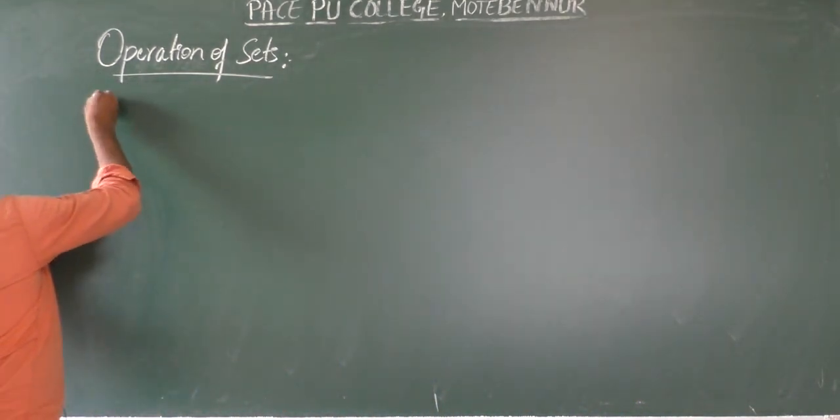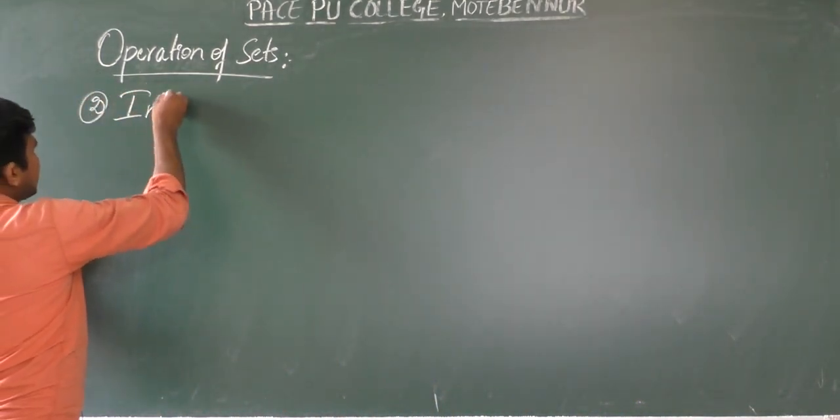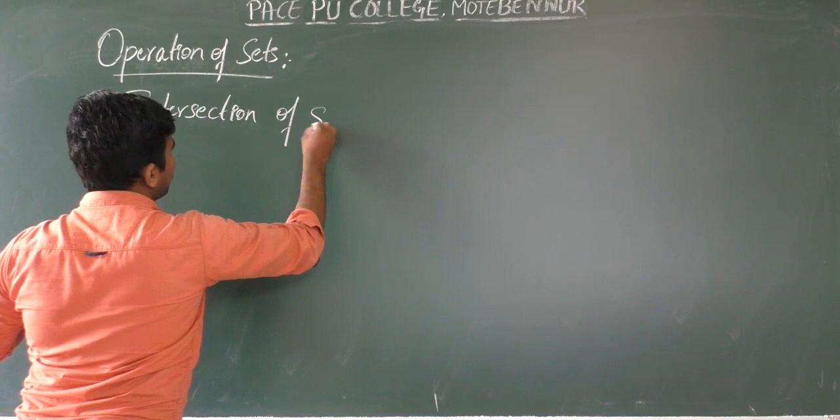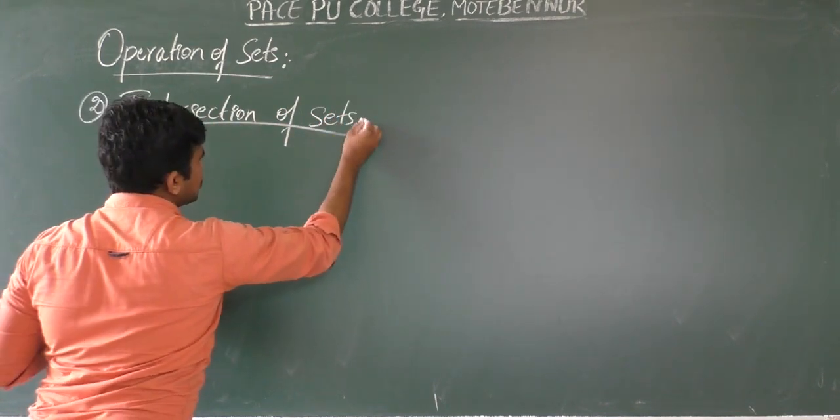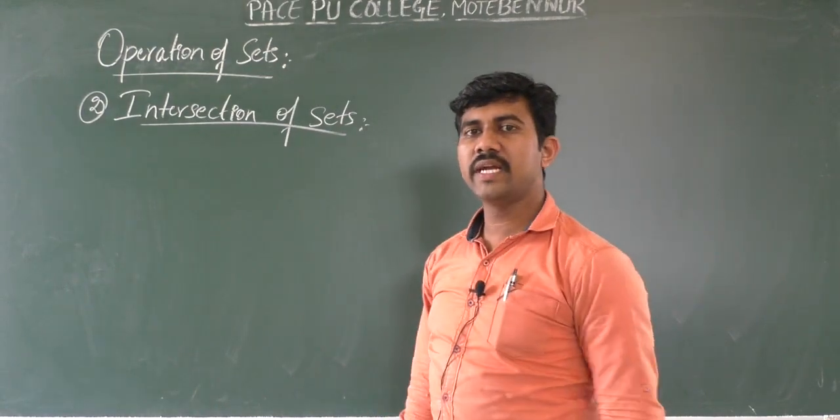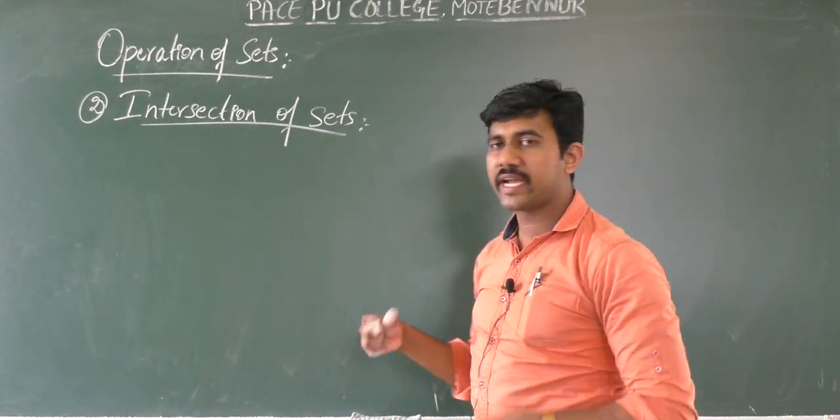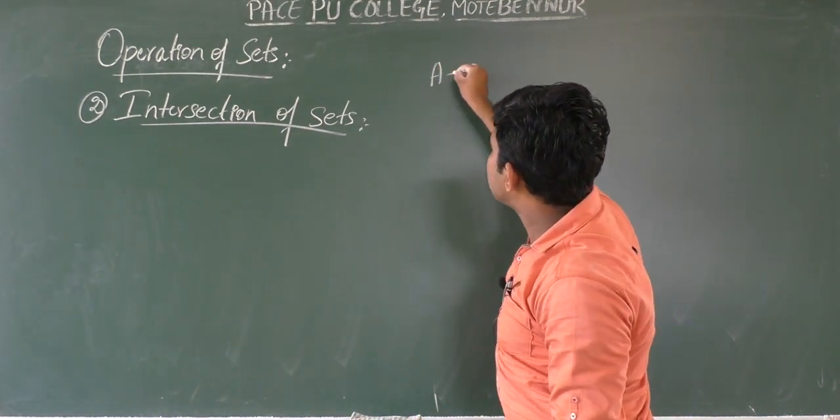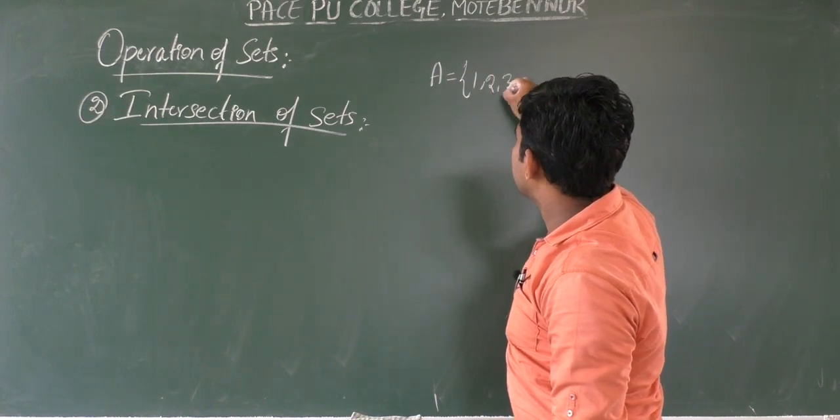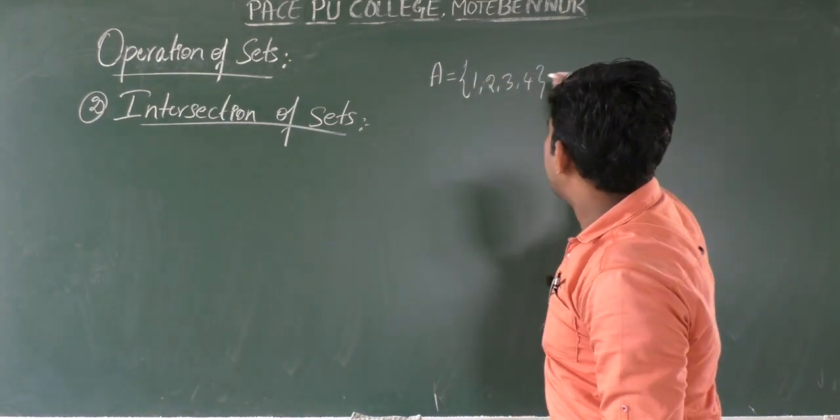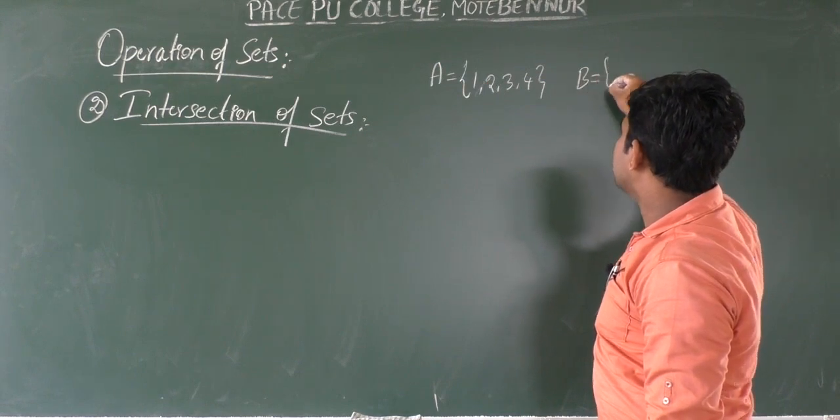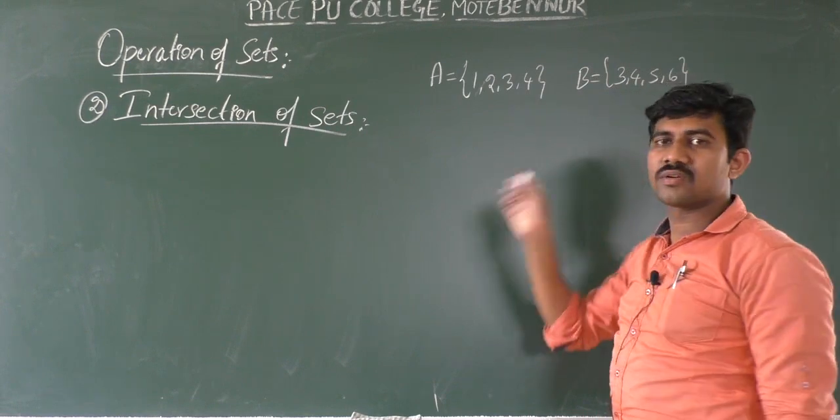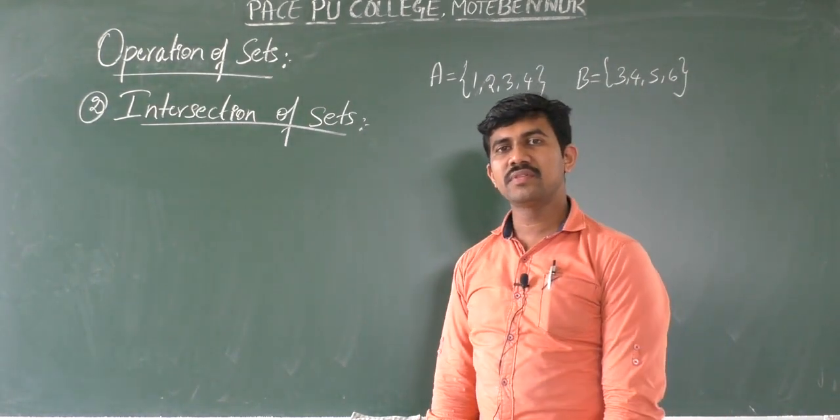The second operation, intersection of sets. So what is meant by intersection of sets? I'll explain this again with one example. Let me consider two sets. A is equal to the set of all 1, 2, 3, 4. And B is equal to the set of all 3, 4, 5, 6.